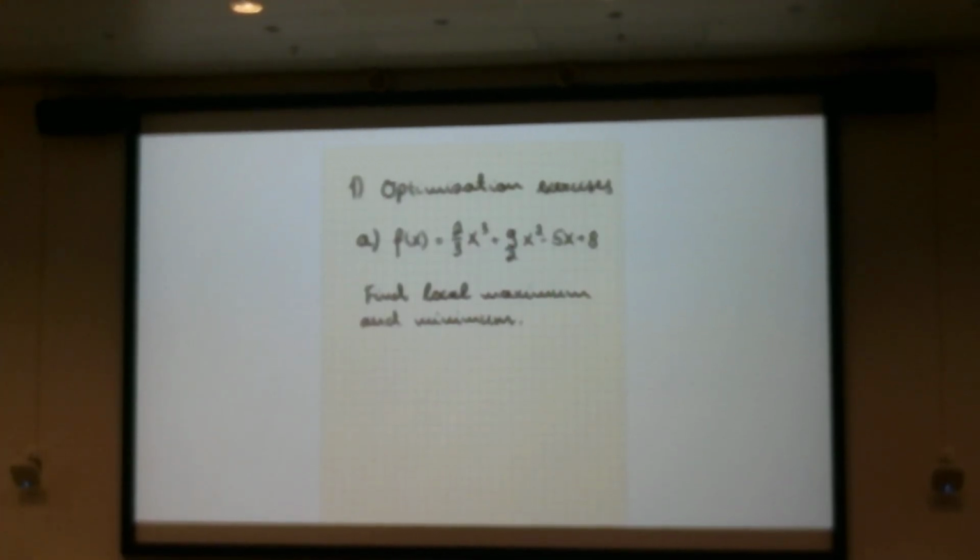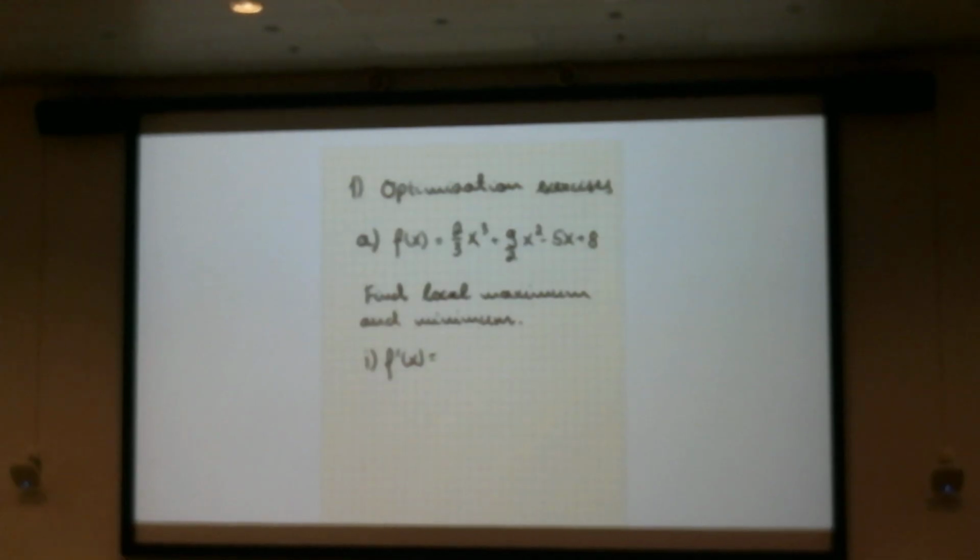So given the function, I'm asking to find local maximum and minimum. We know the recipe: we take the derivative, equate it to 0, and solve for the critical point or points. Then we take the second order derivative and plug those points into it to understand the sign, which gives us convexity or concavity around those points. That's how we classify whether each is a local maximum or minimum. So we just follow the recipe, and we start by taking the derivative.